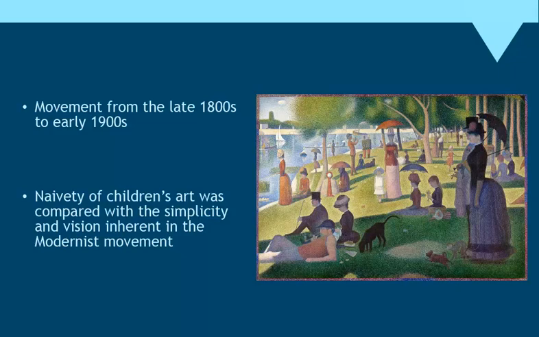Modernism in art was a movement over the period from the late 1800s to the early 1900s. It had a corollary expression in art education. The naivete of children's art was compared with the simplicity and vision inherent in the modernist movement. In fact, some exhibitions were curated to show children's art beside modernist art. The critics gave mixed reviews about this comparison, but in general, the pure style of both was embraced and made inroads with art education.